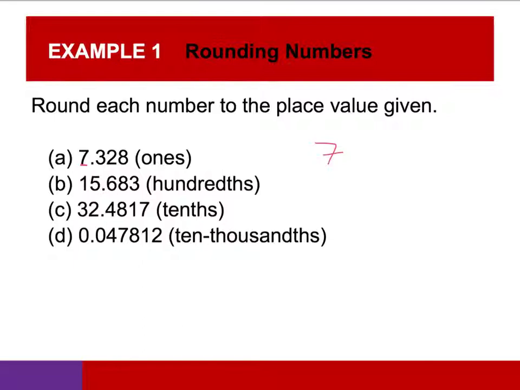Alright, next one, we're going to the hundredths place. So we got 15.683. So we look, that's the tens. The 8 is the hundredths place. We look to the right of it. The right is a 3. Just like before, we're going to leave it the same. So we got 15.68. Everything to the right of it would be a 0, and any zeros after the decimal do not need to be included unless they're in between numbers.